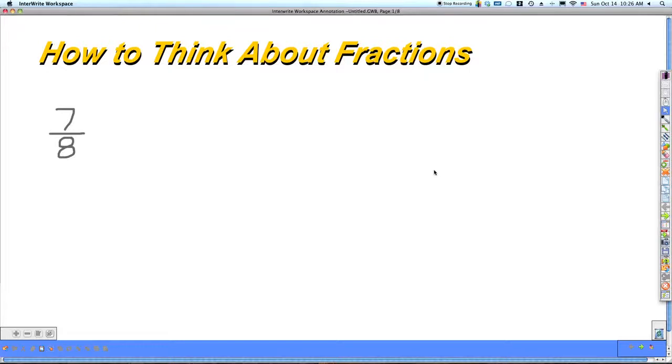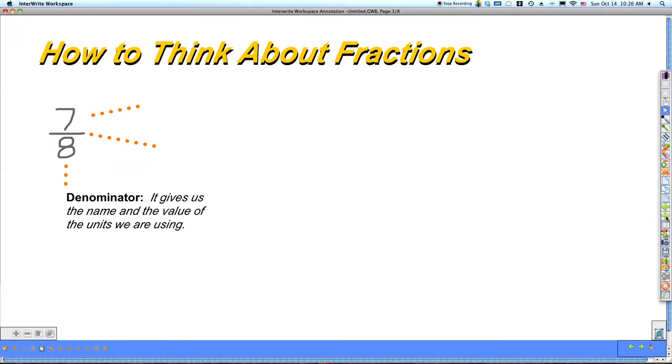How to think about fractions. A lot of students, and sometimes even adults, will look at a fraction as just two numbers separated by a line. A fraction has three parts, and each of those parts has a name and a role to play.